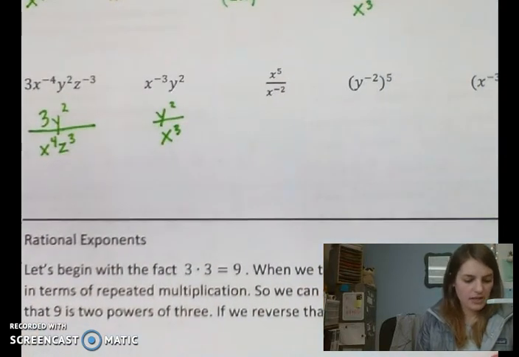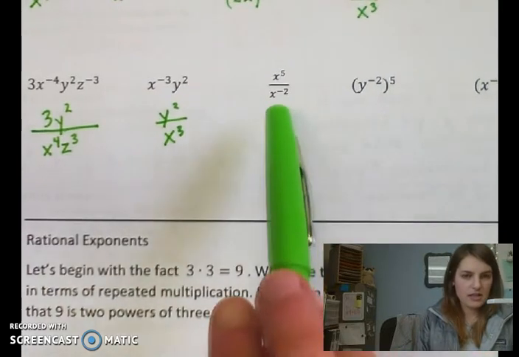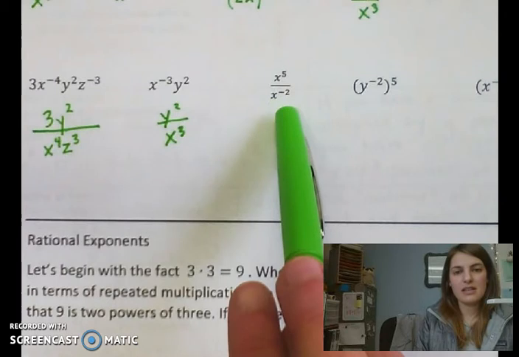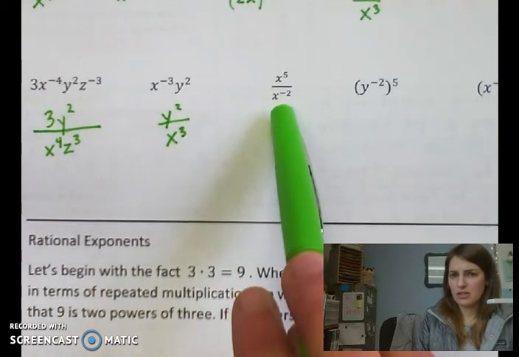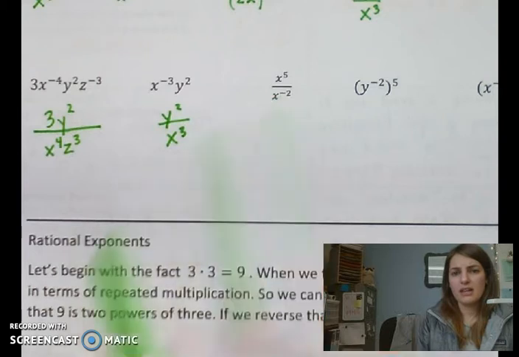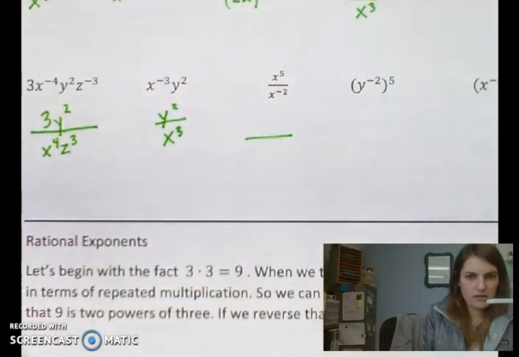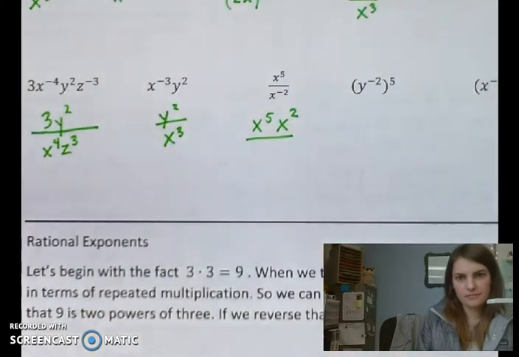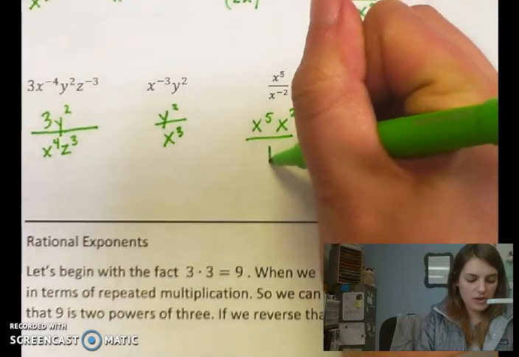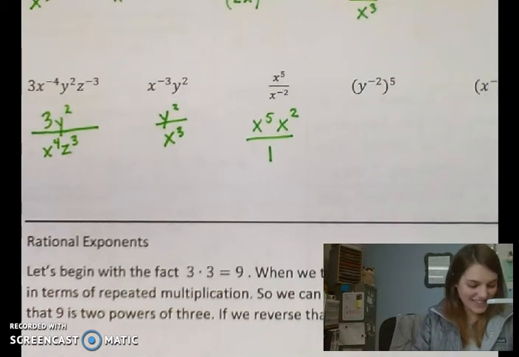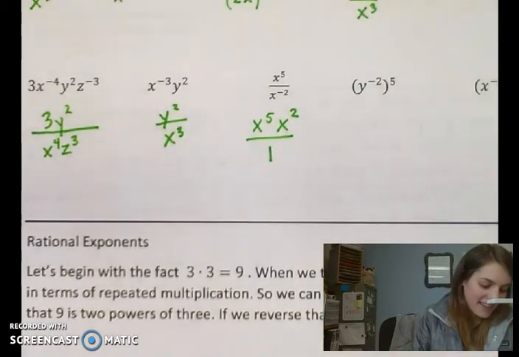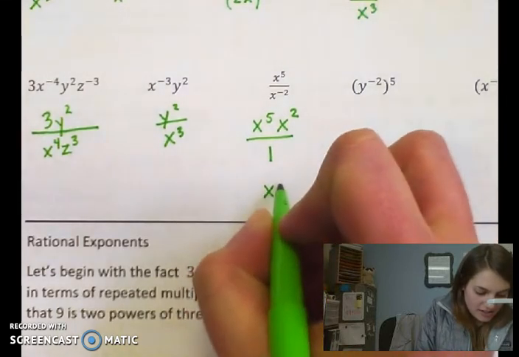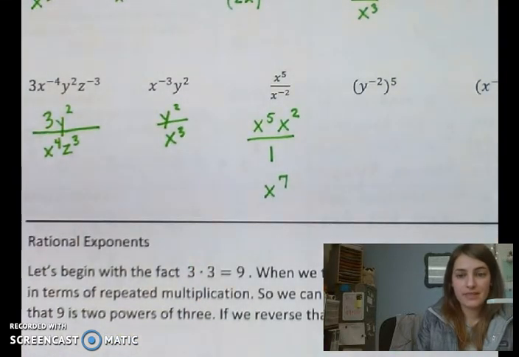Okay. This might be the first time we've seen this. So this is a negative exponent that is in the denominator. So we don't move it to the denominator because it's already there. So that negative exponent wants to be moved to the numerator. So now in the numerator, we have x to the 5th times x to the positive 2. There's nothing left in the denominator, so you put a 1, because everything's a fraction. Okay, so that's x to the 7th. Add.